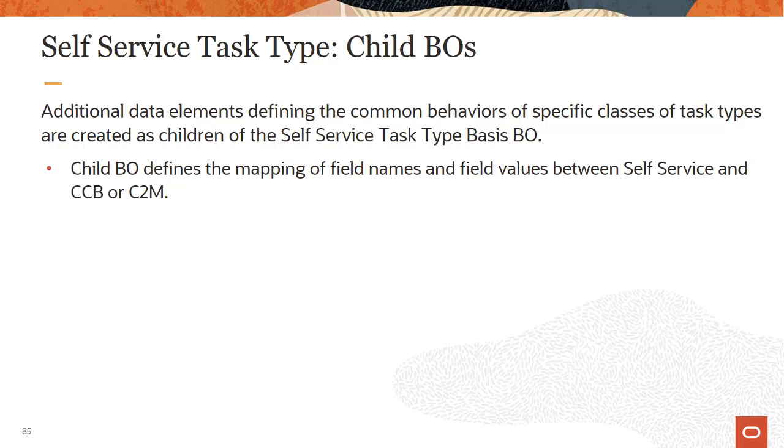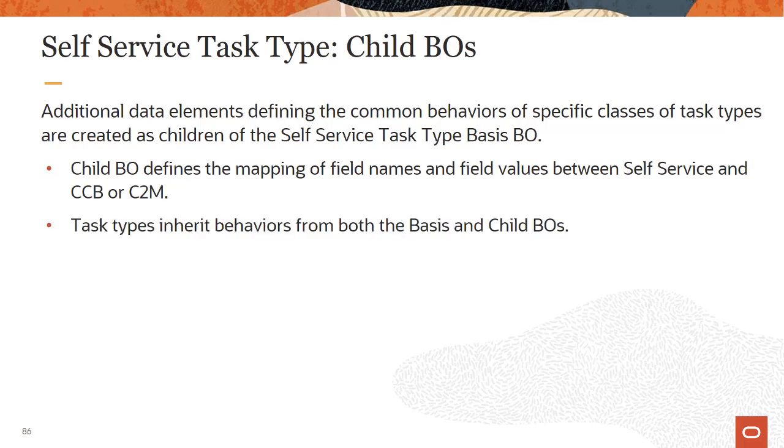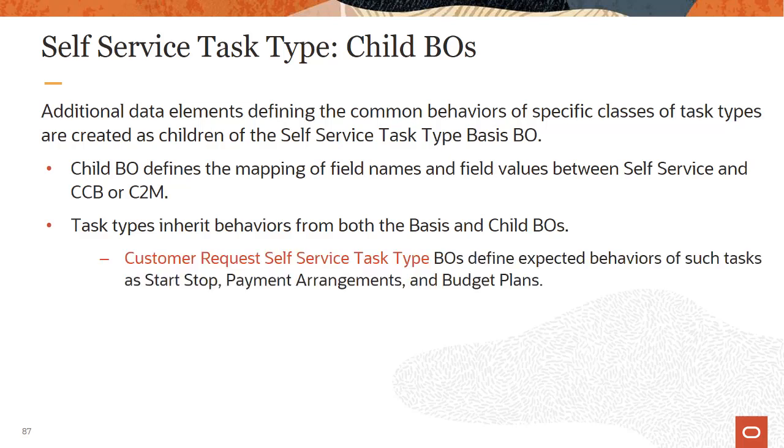The child business objects define the mapping of field names and field values between self-service and CCB or C2M. Task types inherit behaviors from both the basis and child business objects. The task types include the customer request self-service task type business objects, which define expected behaviors of such tasks as start-stop, payment arrangements, and budget plans.